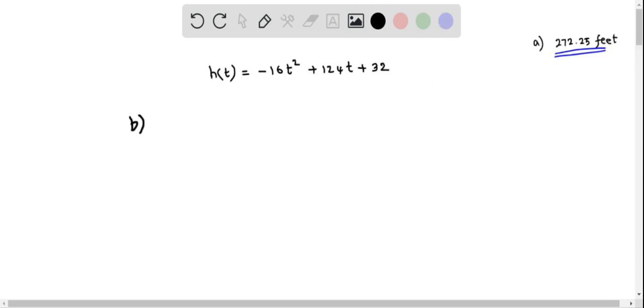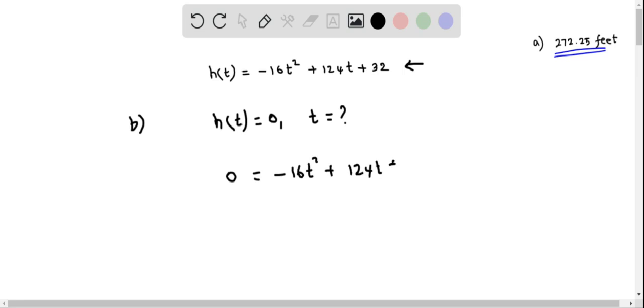In part B, we have to determine the time it takes for the ball to hit the ground. When the ball hits the ground, the height will be 0. This means we can replace h of t equals 0 in this equation and determine t, the time in seconds. So 0 equals negative 16t squared plus 124t plus 32. We have to solve this quadratic equation. You can solve this either by factoring or by using the quadratic formula.